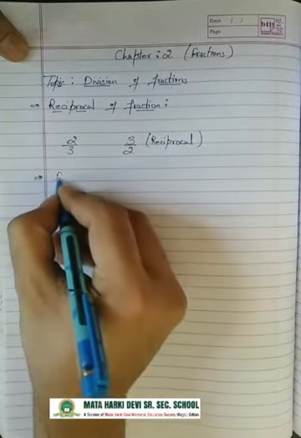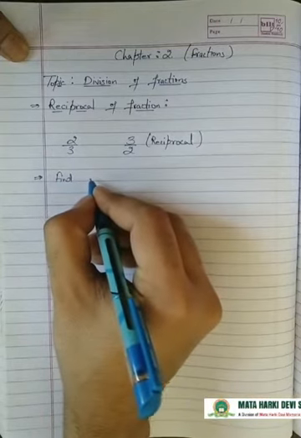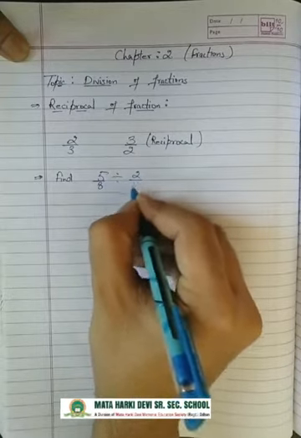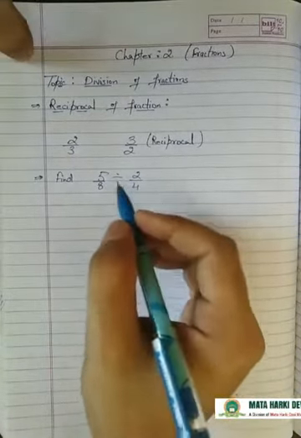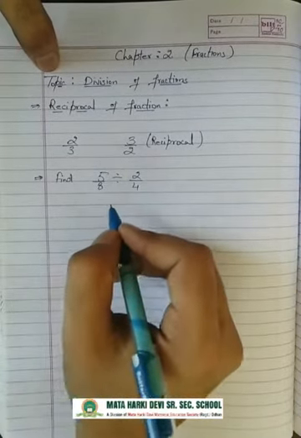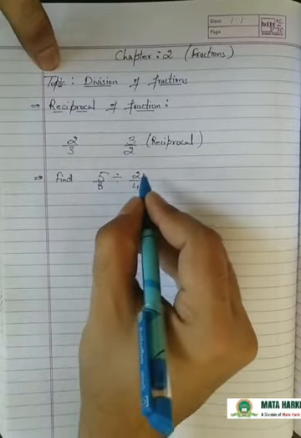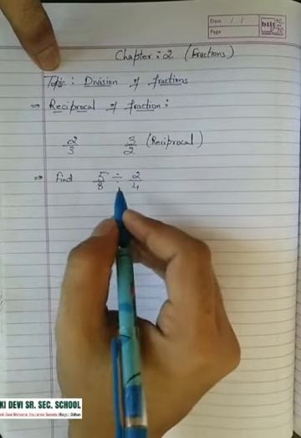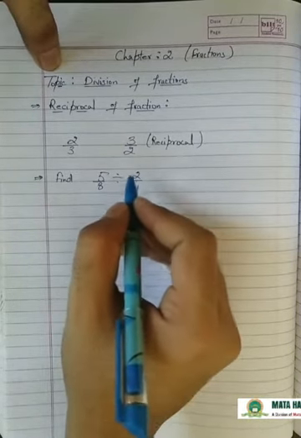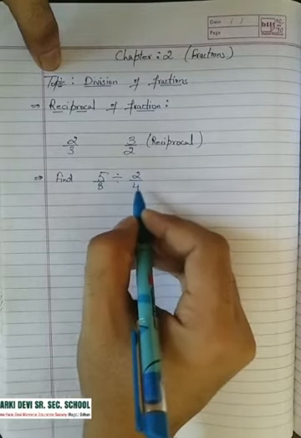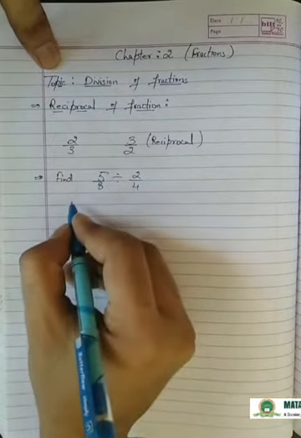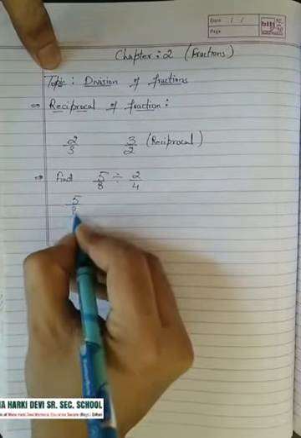For example, our question is find 5 by 8 divided by 2 by 4. So how will we find the answer? There are a few steps. The first step is doing the reciprocal of the second fraction. Always remember, the fraction that is next to the sign of division is always changed. We do the reciprocal of the second fraction and change the sign of division into multiplication. The first fraction is written as it is.